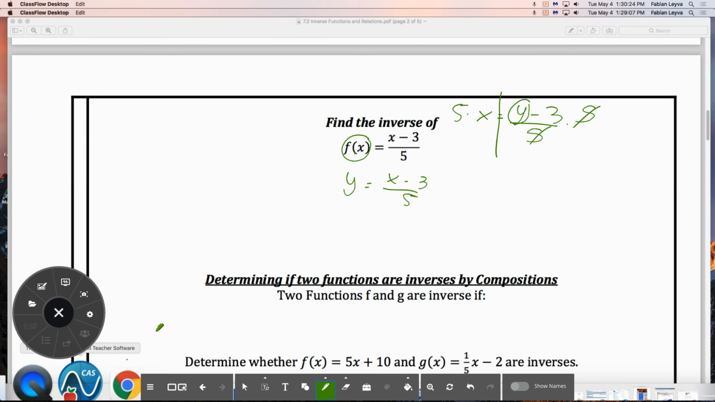They cancel out on the right. 5 times x is 5x. Don't forget your y and your 3. Now, solving for that y, all you have to do is add 3 to both sides. You end up with 5x plus 3 is equal to a positive y. Now, I don't care if your y is to the left or the right, but you do have to change it back to function notation.